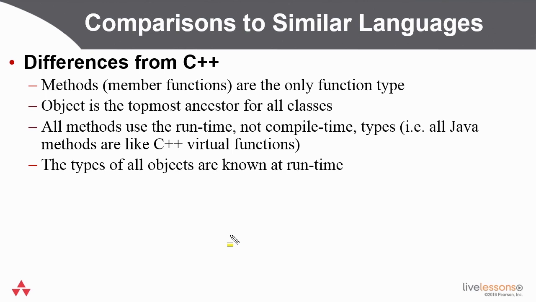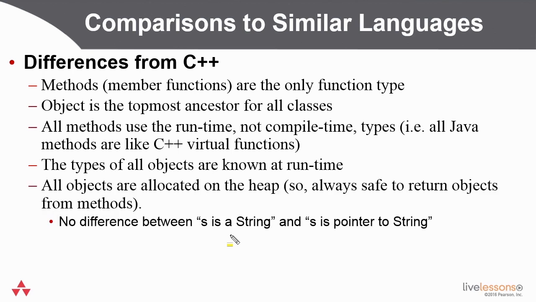Now, C++ has this thing called RTTI, runtime type information, that lets you find out some information about the types of objects at runtime. But in Java, it's easy. You can always query an object and say, are you an instance of this class? Are you an instance of a subclass of the given class?